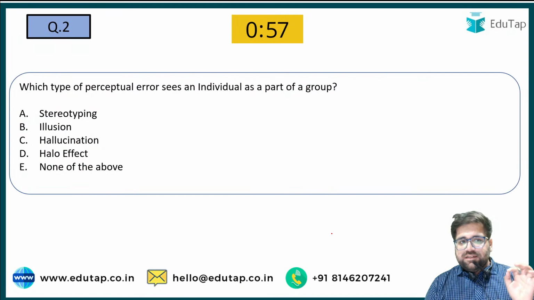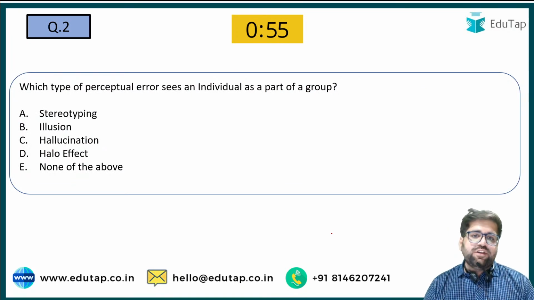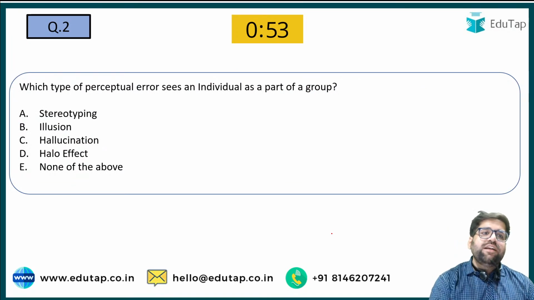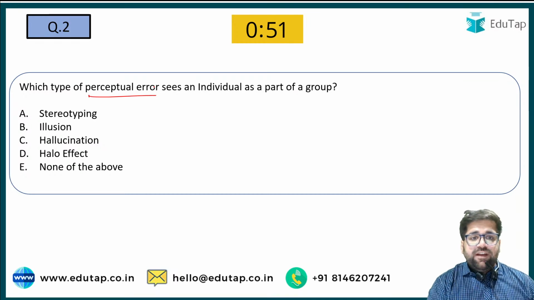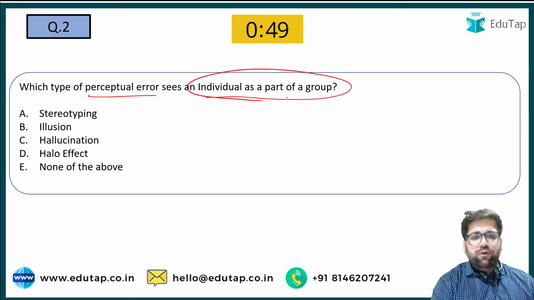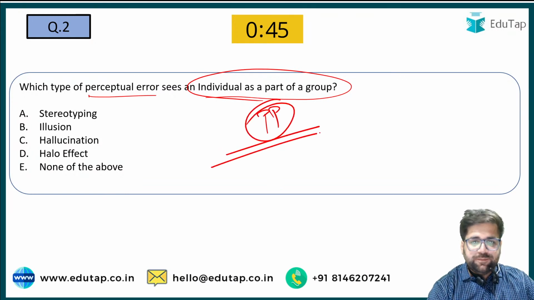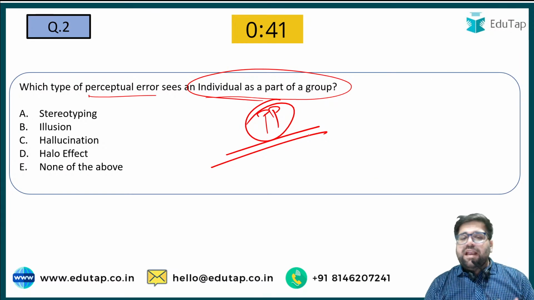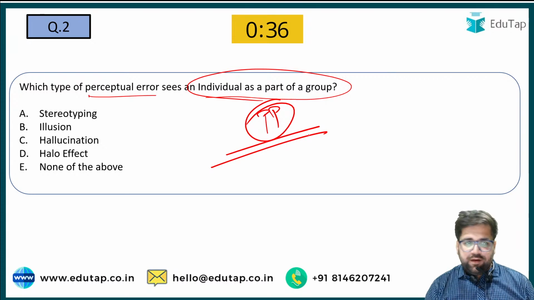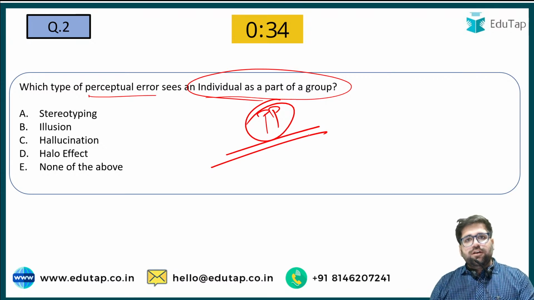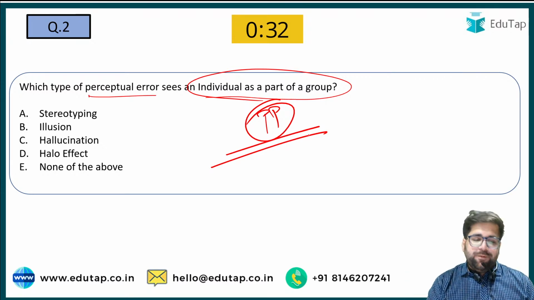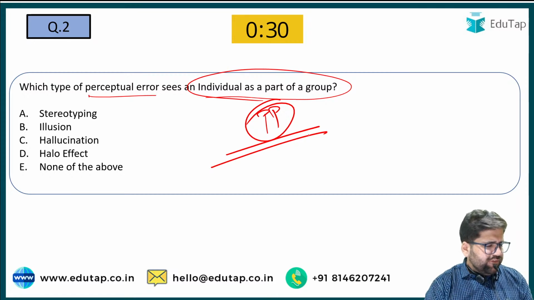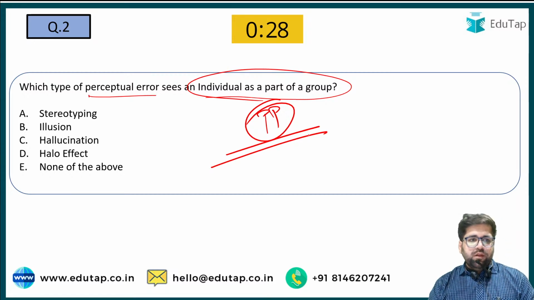Which type of perceptual error is seen in an individual as a part of a group? So you have to identify a perceptual error wherein an individual is seen as a part of a group. This particular question has been taken from your personality and perception. Generally, when we try to judge the personality of some other person, we make certain types of error, and RBI has taken this theme directly into the paper. So let me see who gives me the right answer for question number 2.